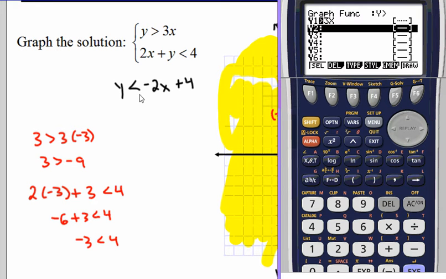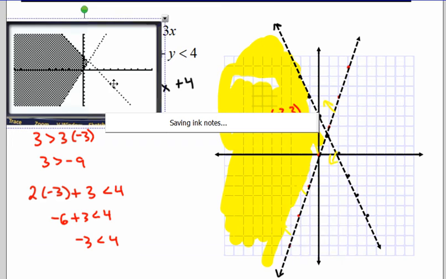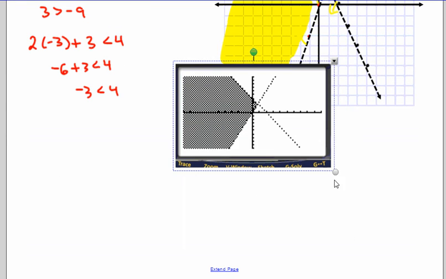My other one is y is less than -2x plus 4. So I hit type, I go over, I hit the y is less than -2x plus 4. I'll draw that. You guys look at that. Some people might say that's deja vu all over again. Because that, my friends, looks just like our graph. All right, look how easy the calculator made it.